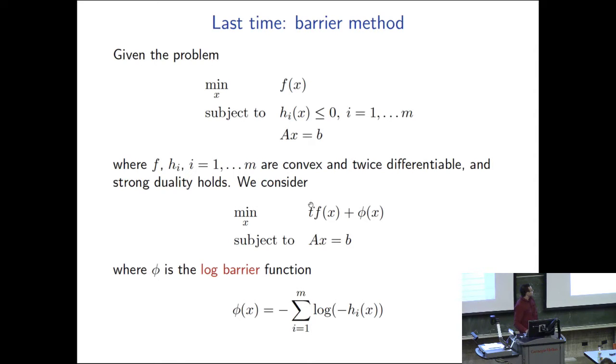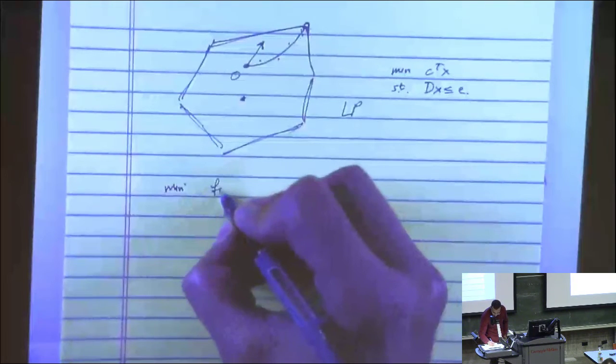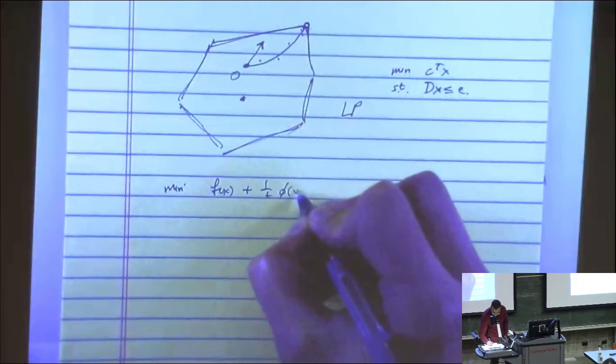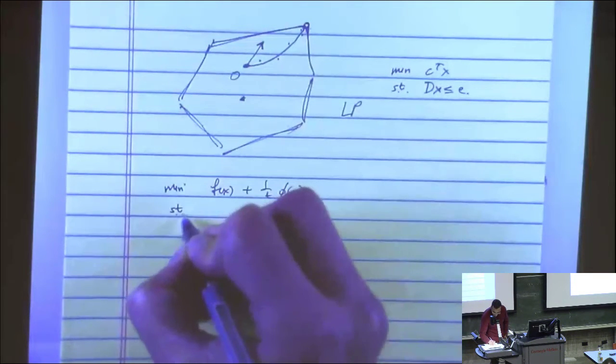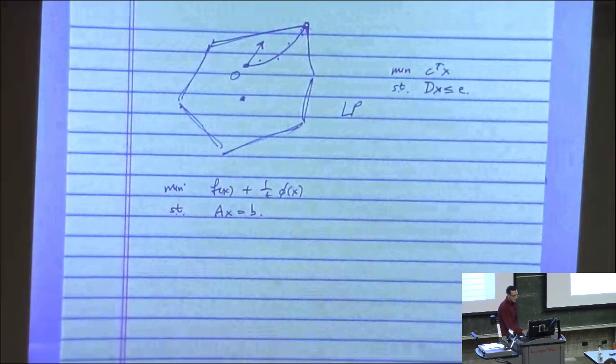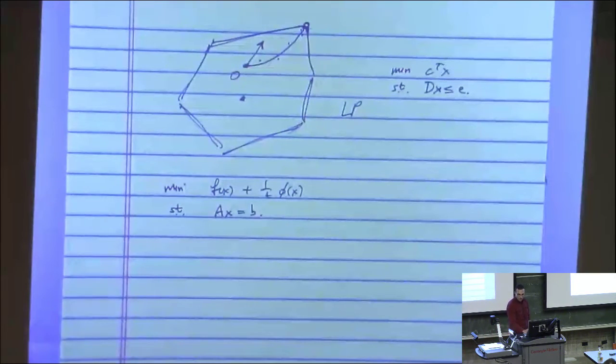And we considered this problem that we called the barrier problem, which is equivalent to this problem, which is sometimes the way we think about it. It's just moving the 1 over t over to the barrier function. And this had no inequality constraints. And we thought about this function phi as a smooth approximation to the indicator function.